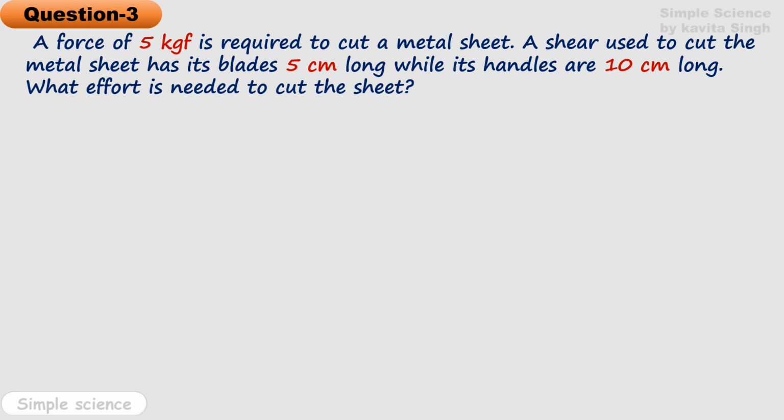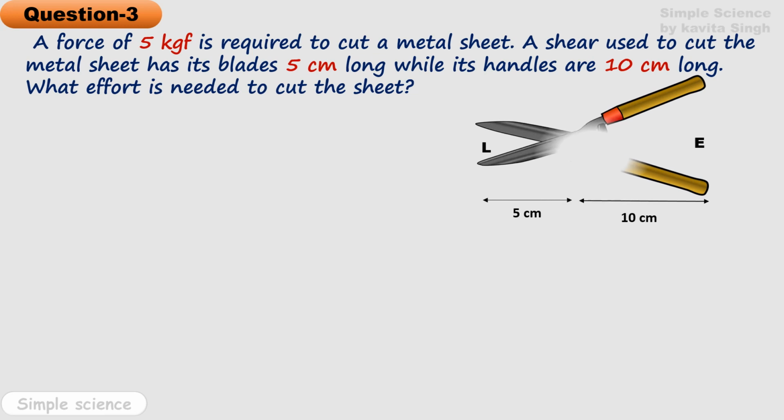So what is given here, I have highlighted in red, or I have used a different color for the values. A force of 5 kgf is required to cut a metal sheet. So is this load or is this effort? We'll find out. A shear used to cut the metal sheet has its blades. Blades means load arm, while handles are 10 cm. Handle means effort arm, where effort is applied. What effort is needed to cut the sheet?